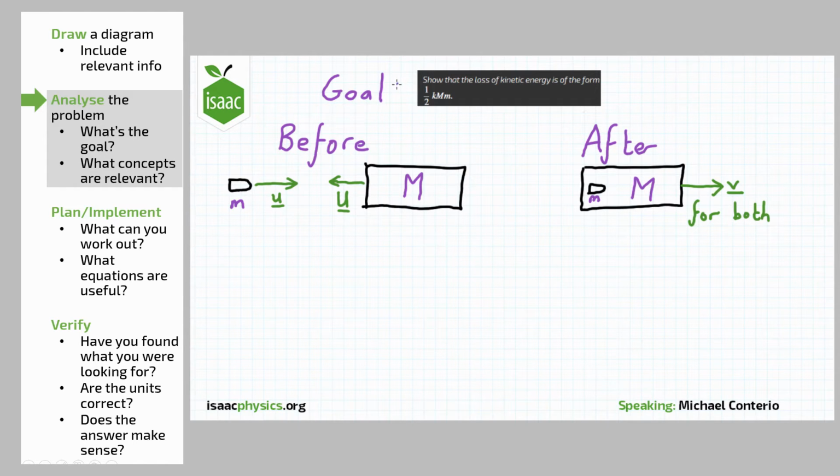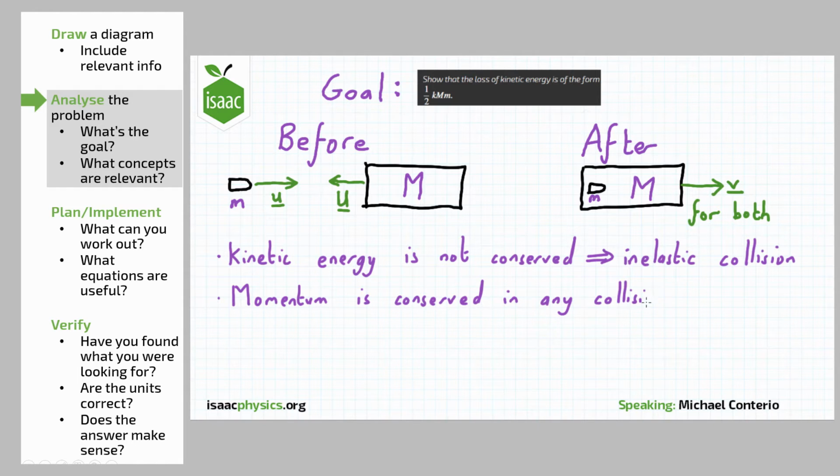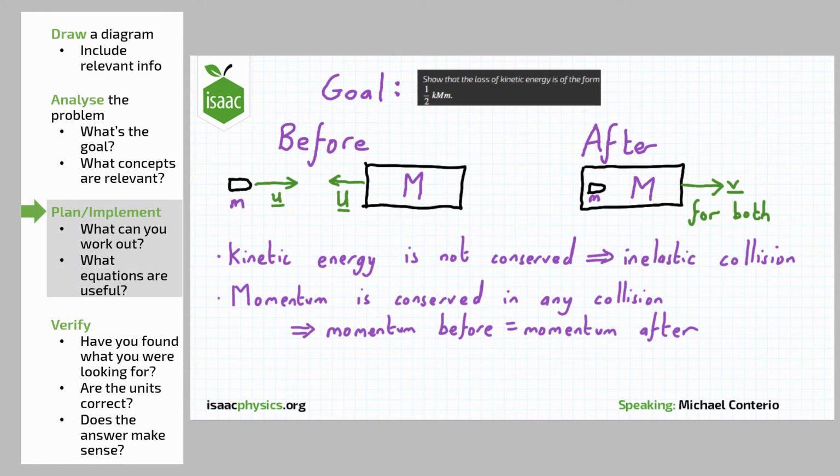The goal is to show that over the course of this collision, the loss of kinetic energy is of the form half k times the mass of the wooden block times the mass of the bullet, where k is an unknown in terms of the speeds and masses given. From the goal and the fact that the bullet is staying embedded in the block, we know that kinetic energy is not conserved in this collision. It is an inelastic collision. However, momentum is conserved in all collisions, so that the momentum before the collision is equal to the momentum after the collision. We can now use these concepts to explore the question.